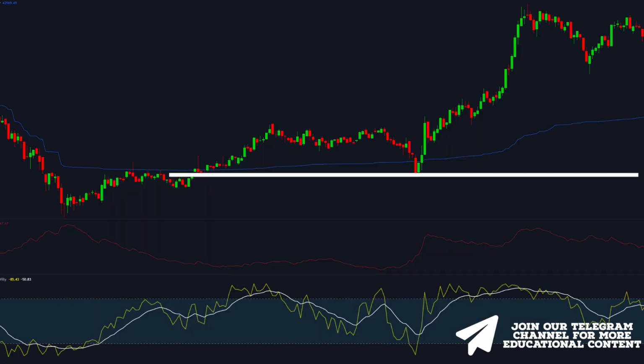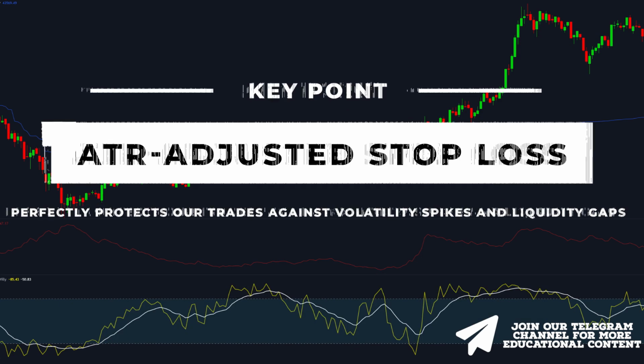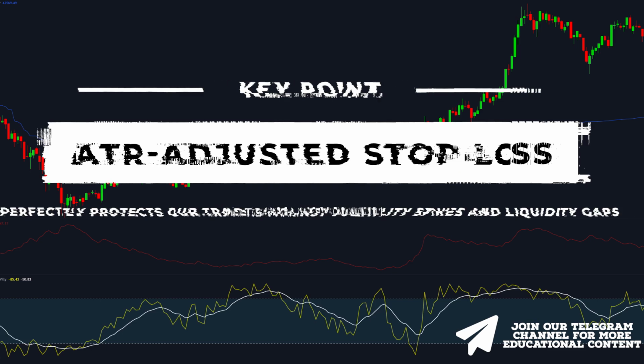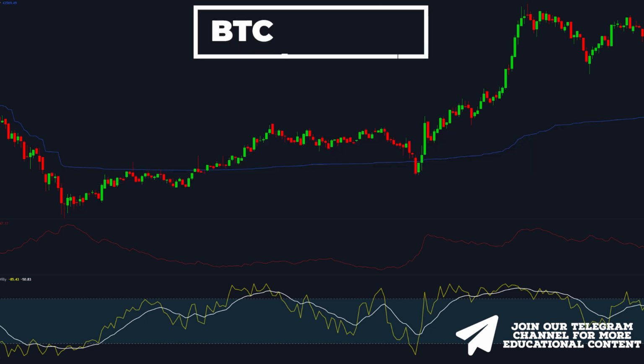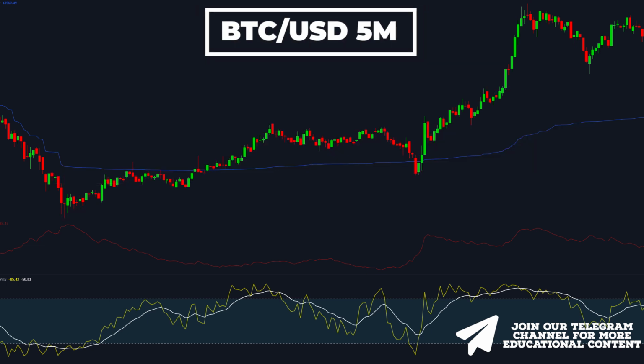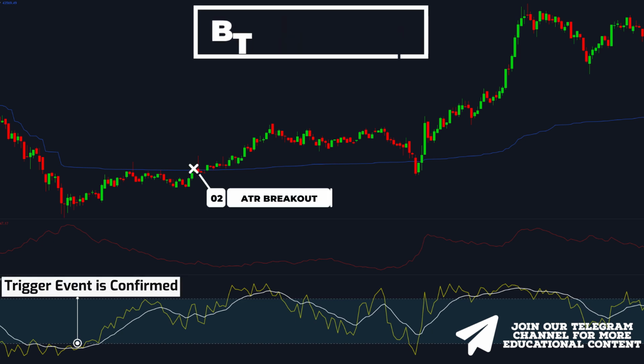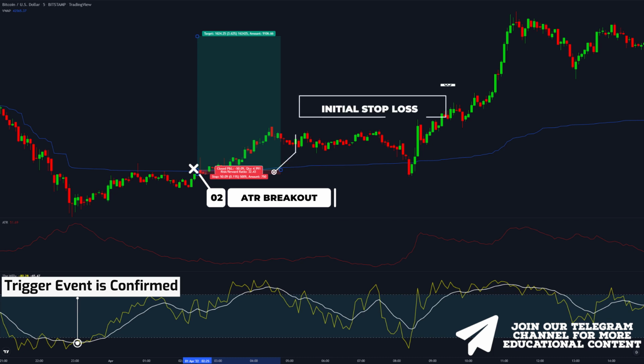Since it is a scalping strategy, we should protect ourselves against volatility spikes and liquidity gaps, and ATR-based stop loss is the best solution. So let's consider it as an example. Let's say that all our previously discussed criteria are met, and you enter the trade long right here with an initial stop loss below the entry candle.